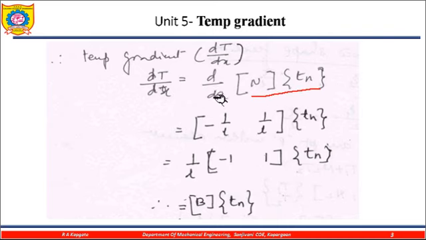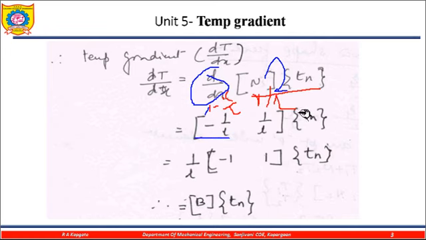So now this is d by dx of N1 and N2. Here N1 is 1 minus x upon L, and N2 is x upon L. These are the two terms available in this shape function. If we differentiate with respect to x, the derivative of 1 minus x upon L is equal to minus 1 upon L. Similarly, the derivative of x upon L is equal to 1 upon L.